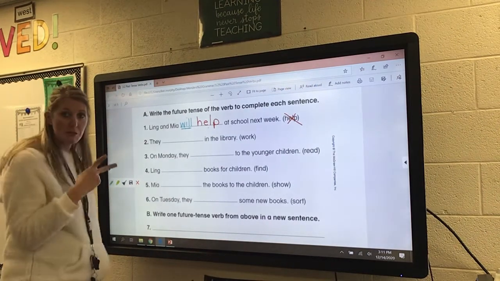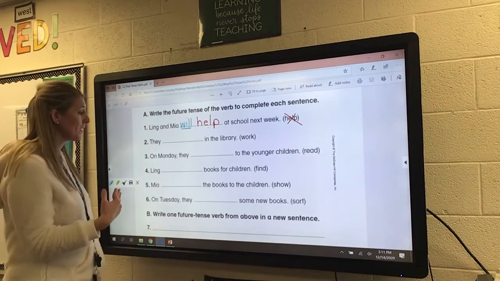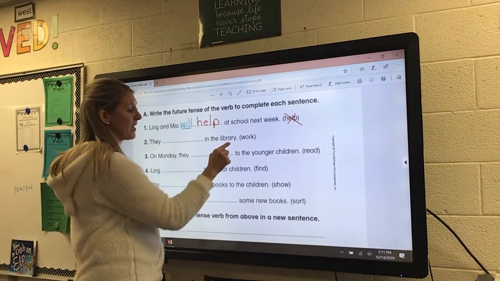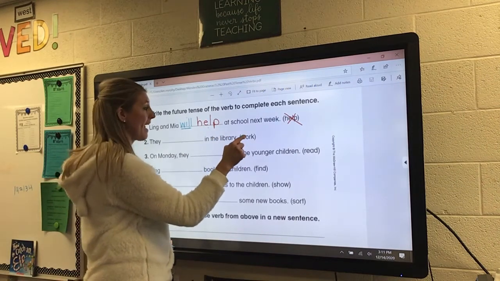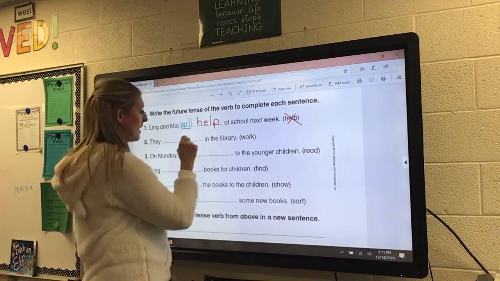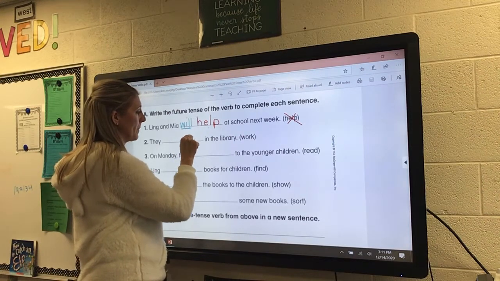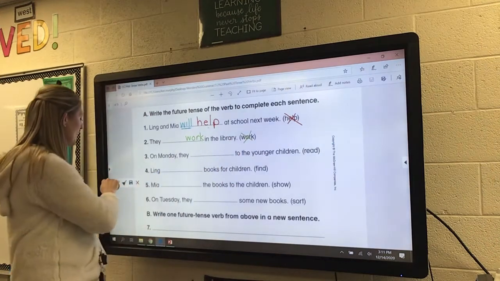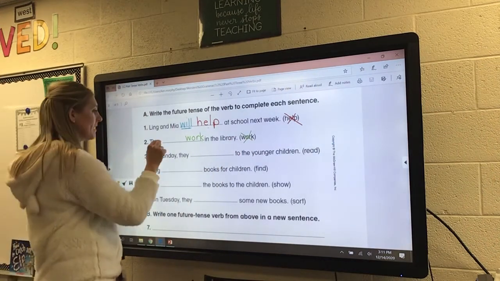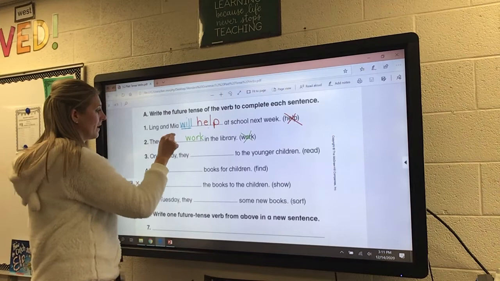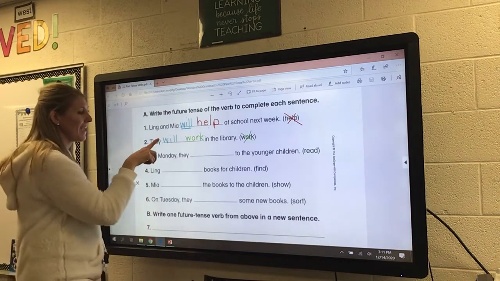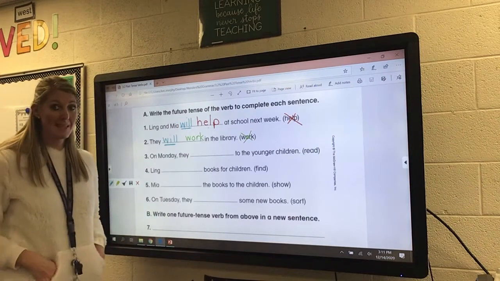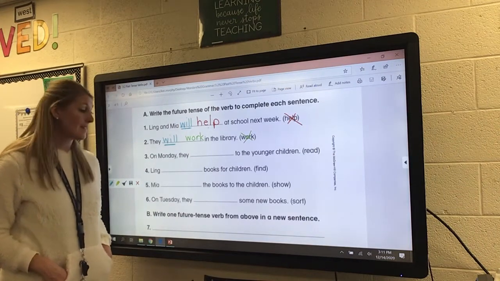On number 2, I'll read number 2, and I'll do this one with you, but the rest you'll do on your own. They blank in the library. And in parentheses, I have the verb work. So I know I'm going to use work, but we're going to put it in the future. So again, we're going to use that key word, will. So look at this sentence. They will work in the library. Does that make sense? Yes, that makes sense.